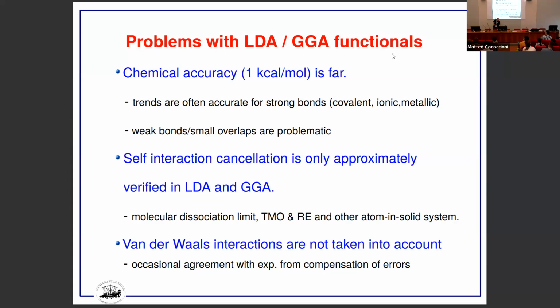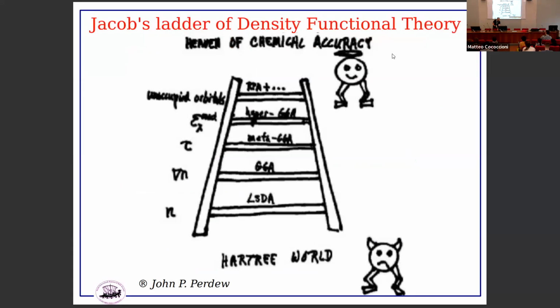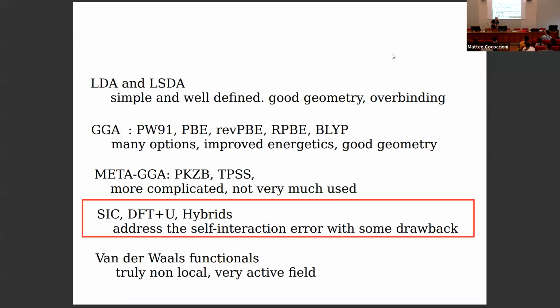So these are the two types of problems that require additional thought going beyond LDA. I will skip meta-GGA, which is also interesting, but I don't have time. And so let's talk about addressing the self-interaction error and what are the tricks and methods that people have tried.